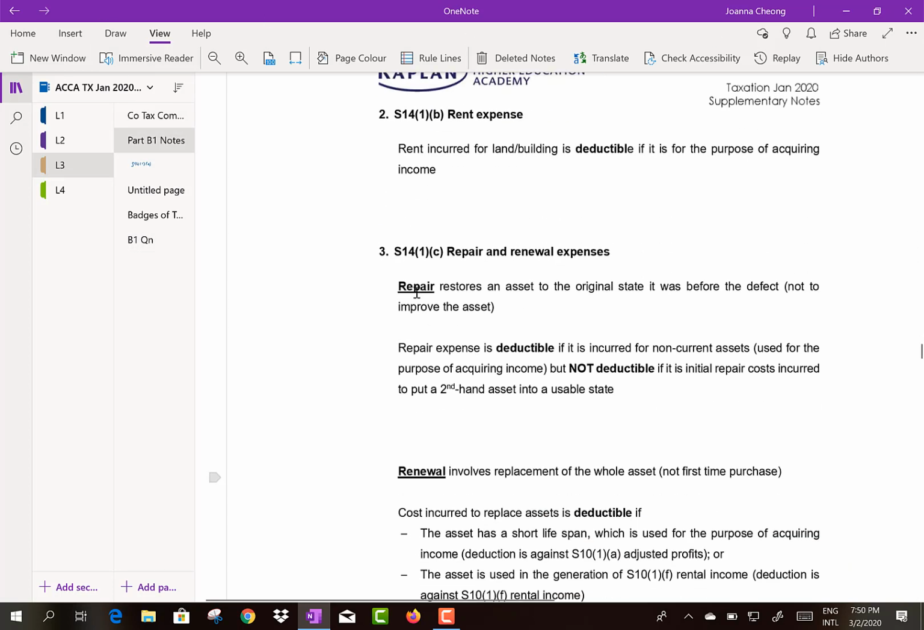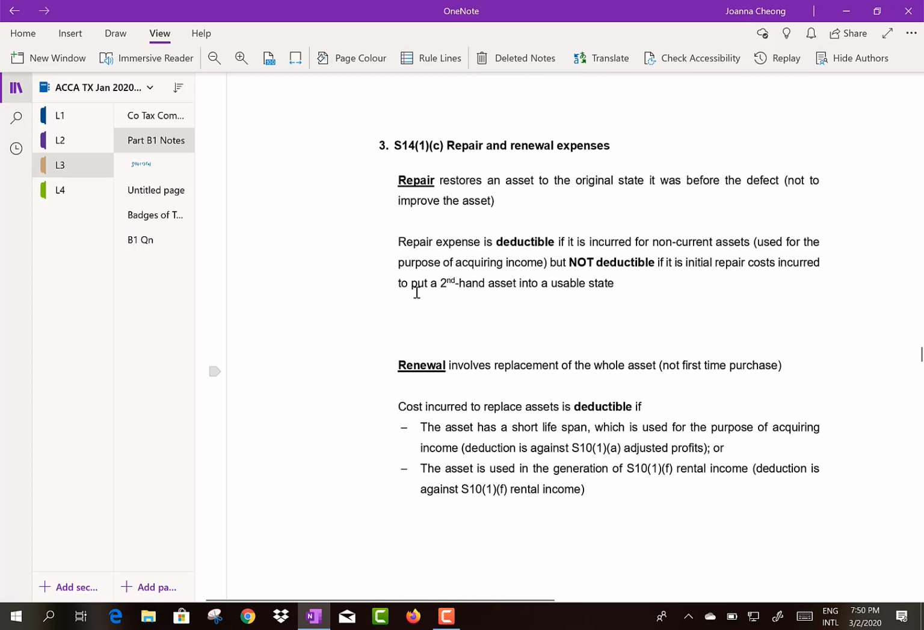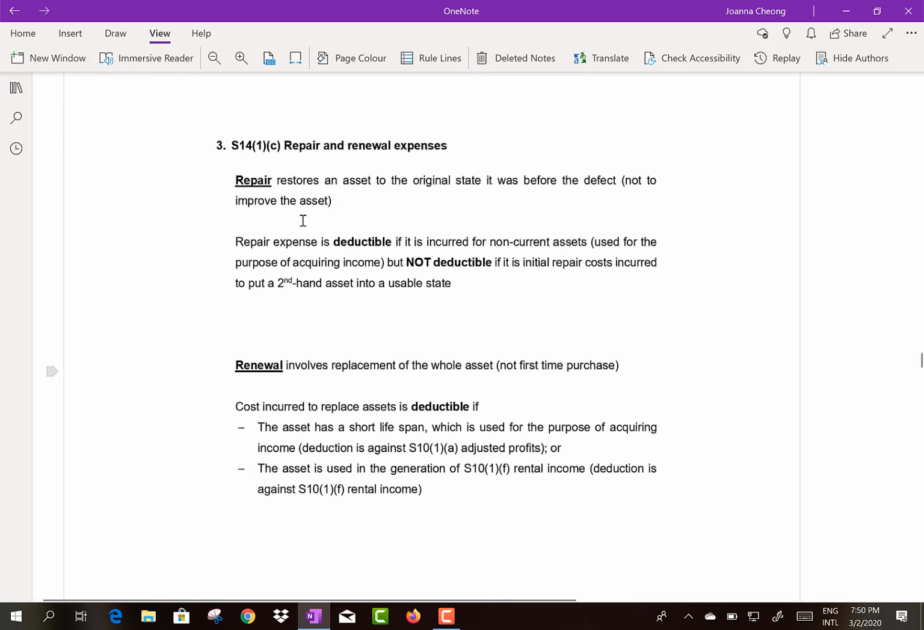Section 14(1)(c). This is a pretty common expense that can be incurred by businesses. Okay, repair and renewal expenses. Let's look at repair, the word repair. Now, what does the word repair mean? For example, let's say that projector, spoiled. Not now, now cannot spoil already, I hate it. After 10 o'clock, spoil. So after it's spoiled, I will send for repair, right?